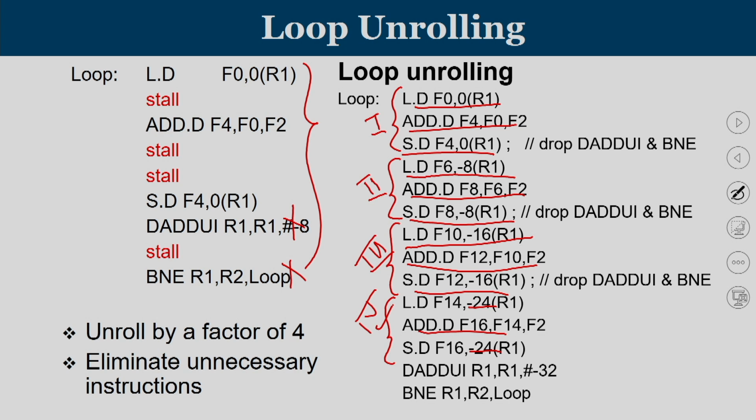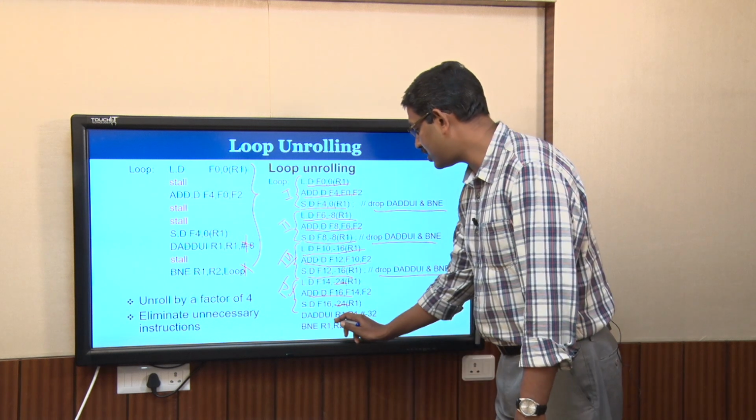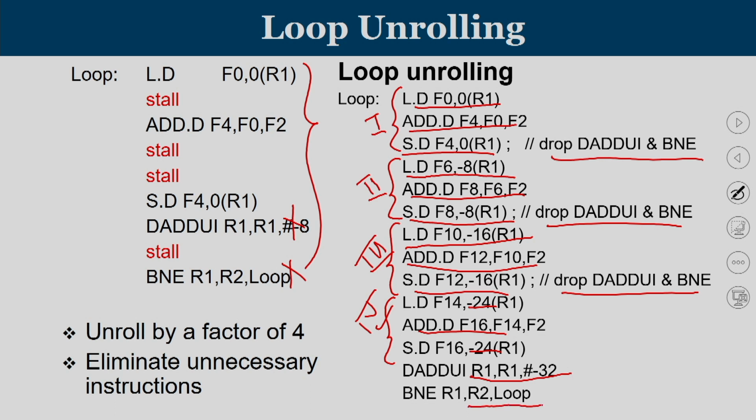In each iteration, even though I have 5 instructions, I could effectively drop the update and the branch comparison check, because I am myself writing or adjusting my operands in such a way that I am able to access the next iteration values. And then in one shot you reduce the value of R1 to R1 minus 32, then you loop. This principle is called loop unrolling.